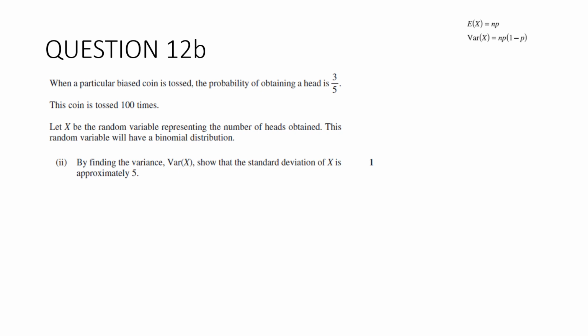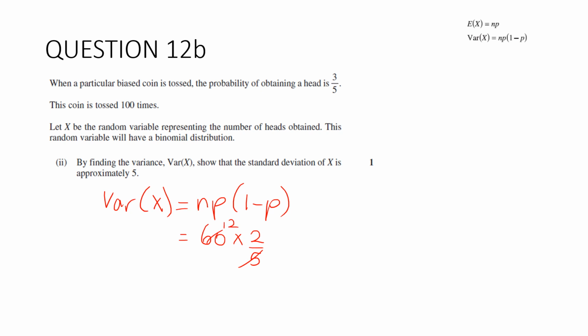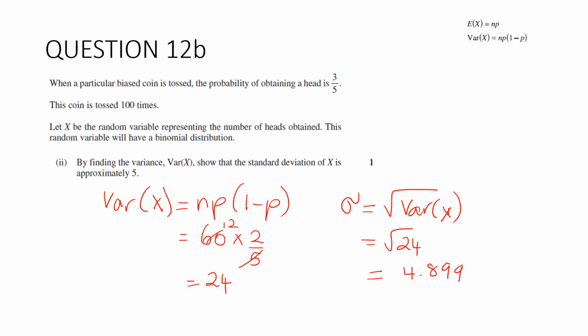Part 2, by finding the variance, Var(X), show the standard deviation of X is approximately 5. So using our formula, we have np(1 minus p). Now np was 60, and 1 minus p is 2/5. So that's equal to 24. Our standard deviation is the square root of variance. And using my calculator, the square root of 24 is 4.899, which is approximately equal to 5.